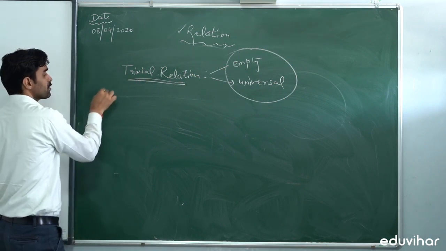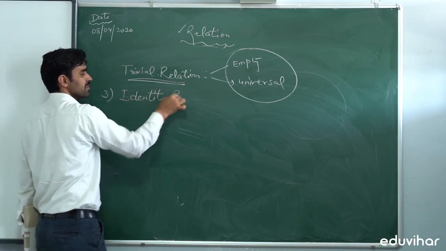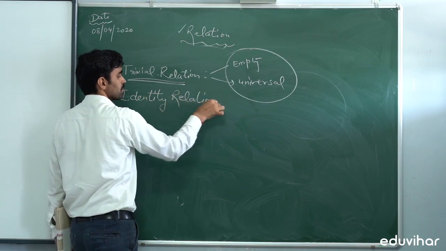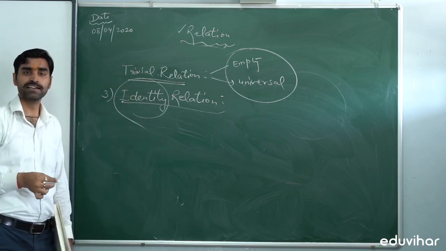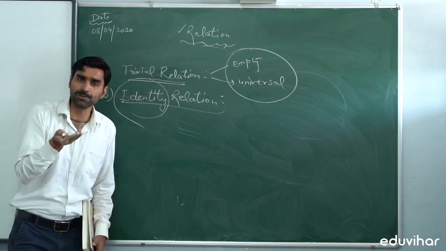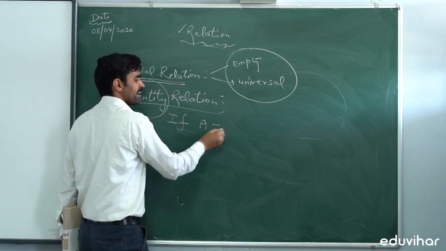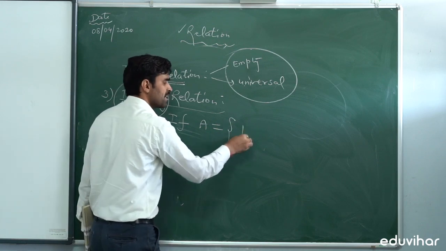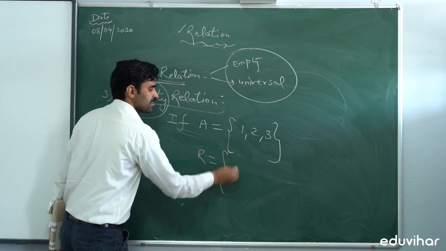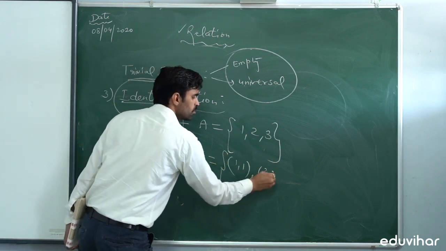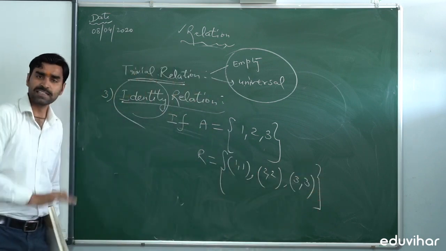Okay. Now the third relation is identity relation. Here, as the name suggests, identity means any element is mapped to itself only. If we have a set A with the elements 1, 2, 3, then we have the relation as 1,1, 2,2 and 3,3 only.